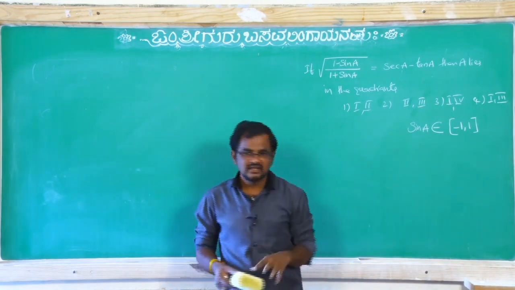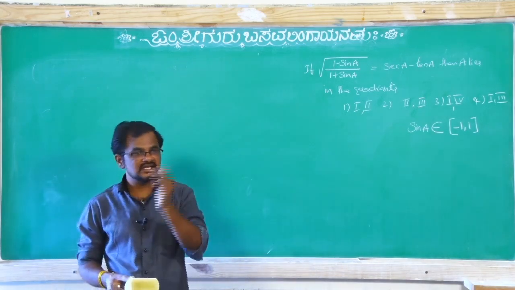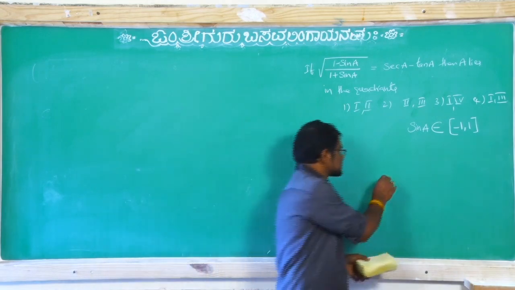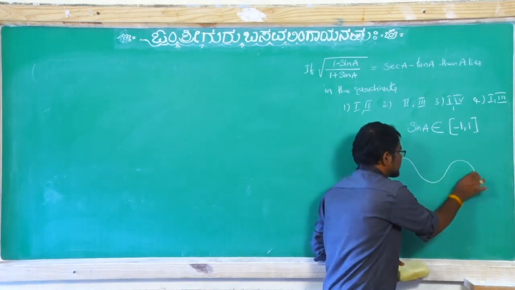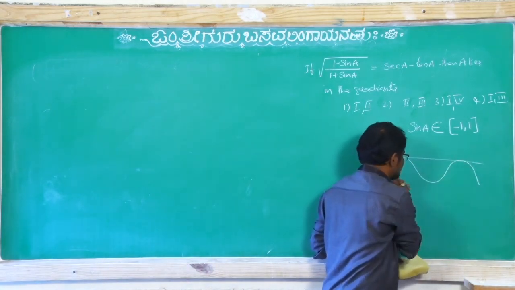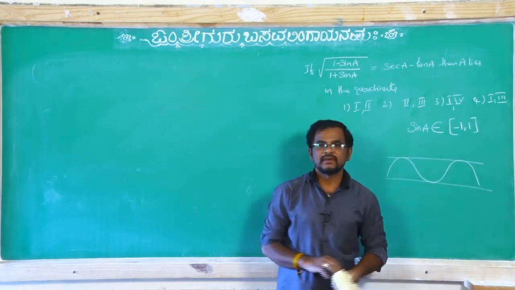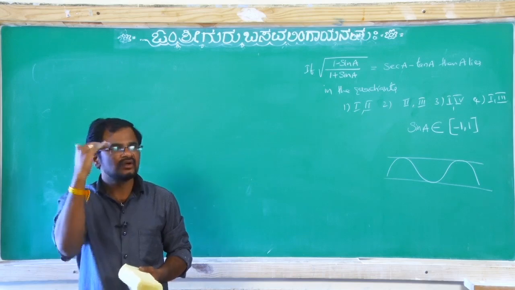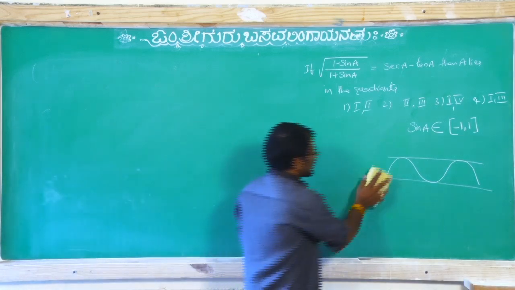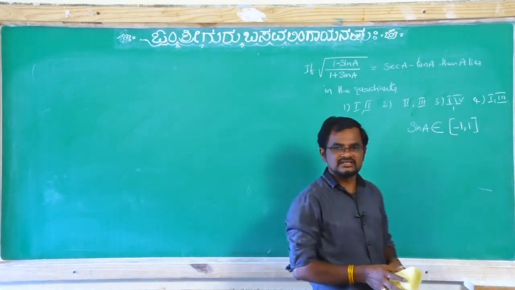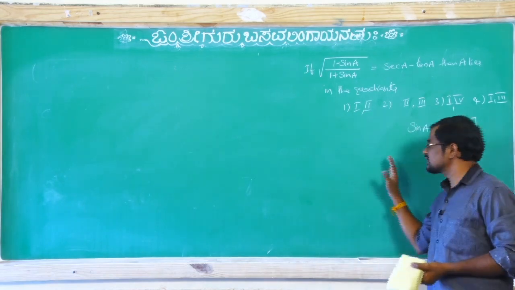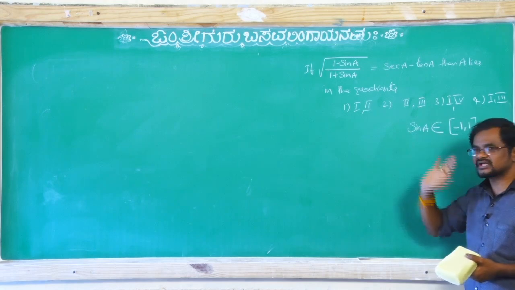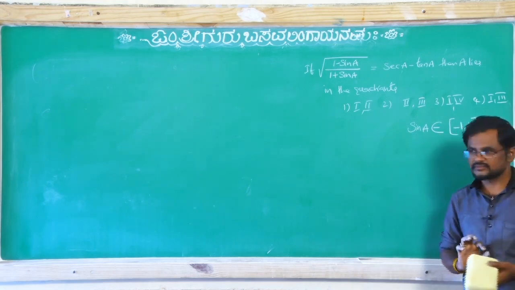So that's why the domain of sin x is the real numbers, and the range of sin x is minus 1 to 1. So this is the sin x graph. The graph exists from minus 1 to plus 1 only. Now listen carefully. Based on that concept, if you follow it, you will get the proper answer, otherwise a totally wrong answer.